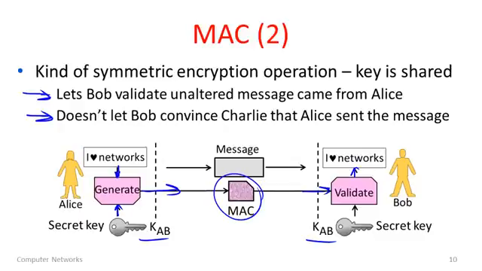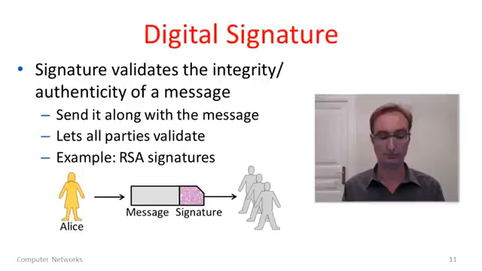So Charlie doesn't know whether the MAC and the message really came from Alice or whether Bob just generated it himself. So Bob can't prove anything to anyone else. So the second scheme that's used for integrity and authenticity is what's called a digital signature. The analogy is a physical written signature. The signature is going to validate the integrity and authenticity of a message.